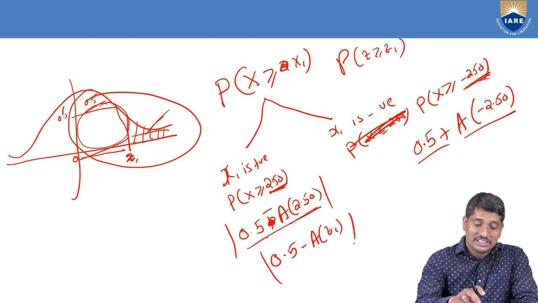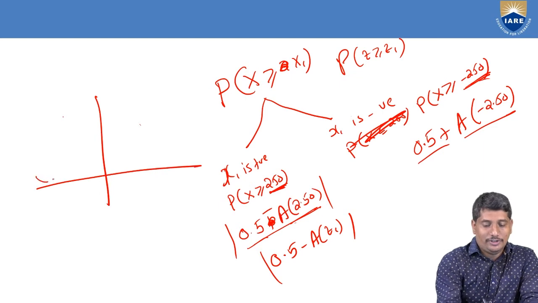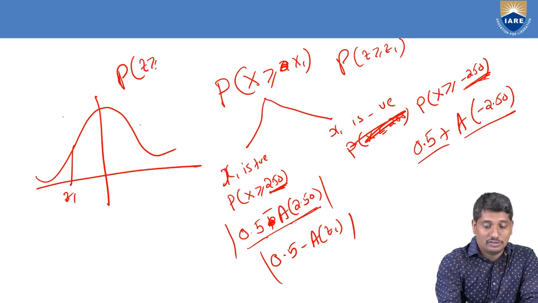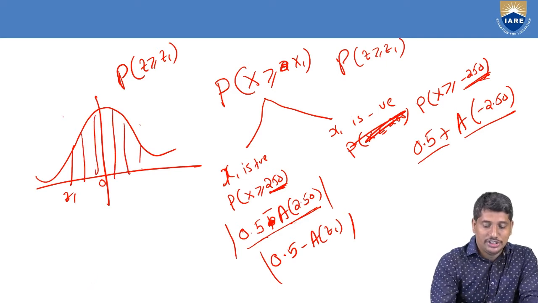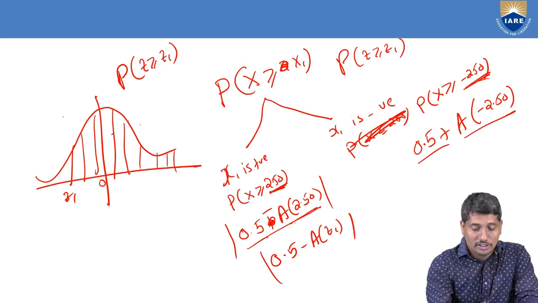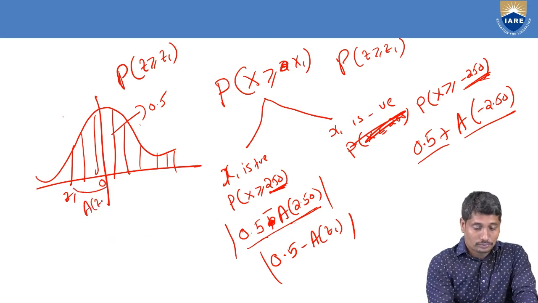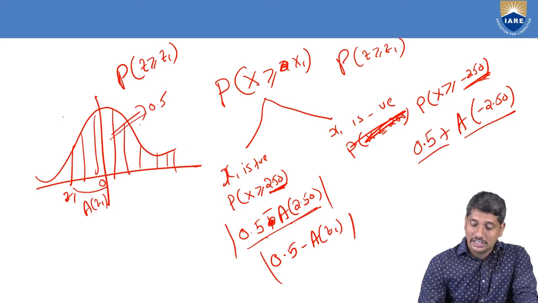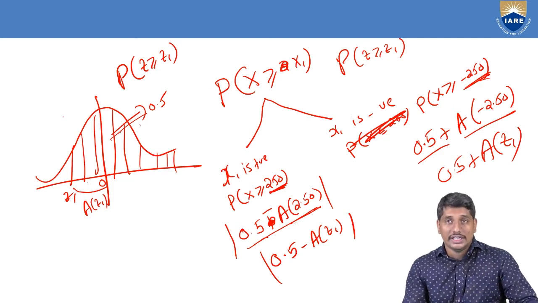Okay, now let us consider the second case, that is when z1 is negative. Suppose we need to calculate P of z greater than or equal to z1, where z1 is negative. That is the left side of the origin. Z greater than or equal to z1 means we have to calculate this shaded area. And we know that this is half because the total area is unity. This is half, this is half, and this will be A of z1. So the total shaded area will be half plus this area, that is 0.5 plus A of z1. In this way, we will handle the second case.